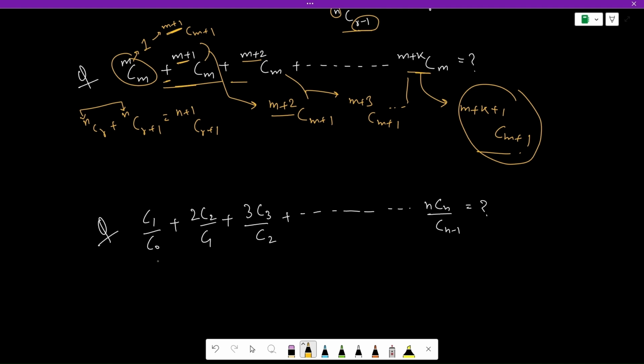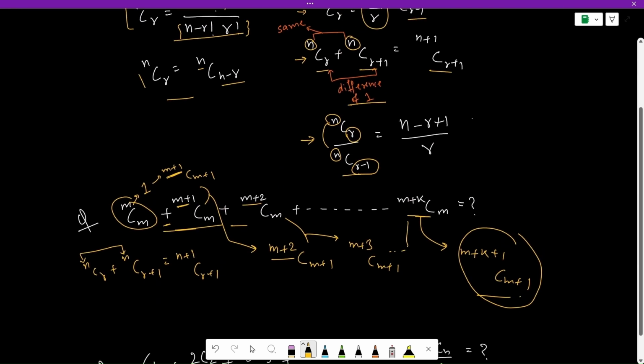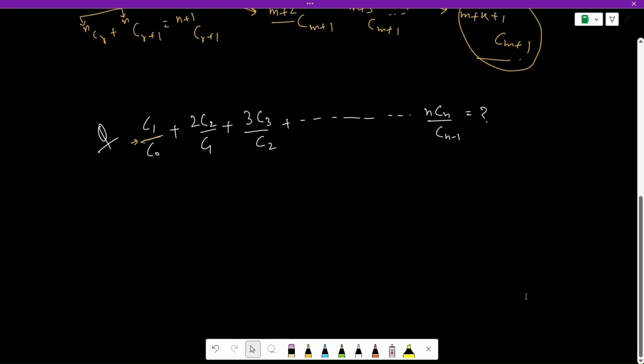Now this is the second question. Here you can see that we are using division, and hence we can use the second property, which is this one. Now let's see how we can solve it. Whenever you are solving any series question, you should always try to write this series in summation form. So first let's see what will be the general term of this series.